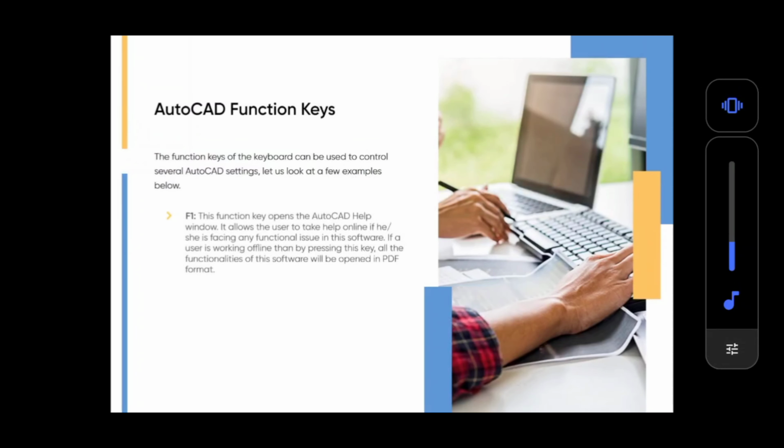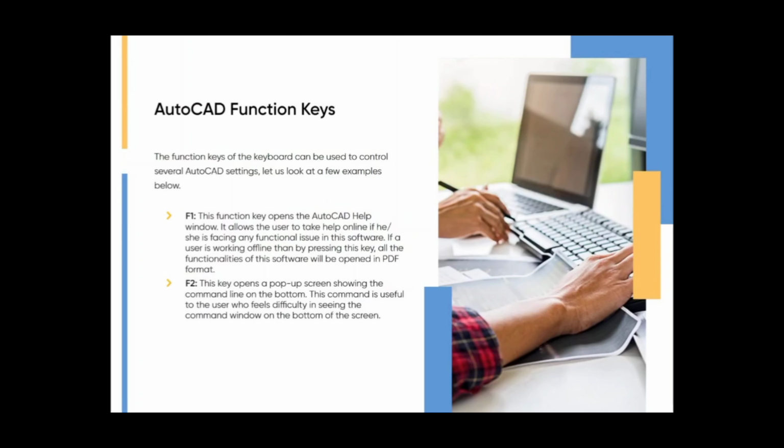AutoCAD function keys. The function keys of the keyboard can be used to control several AutoCAD settings. Let us look at a few examples below. F1. This function key opens the AutoCAD help window.